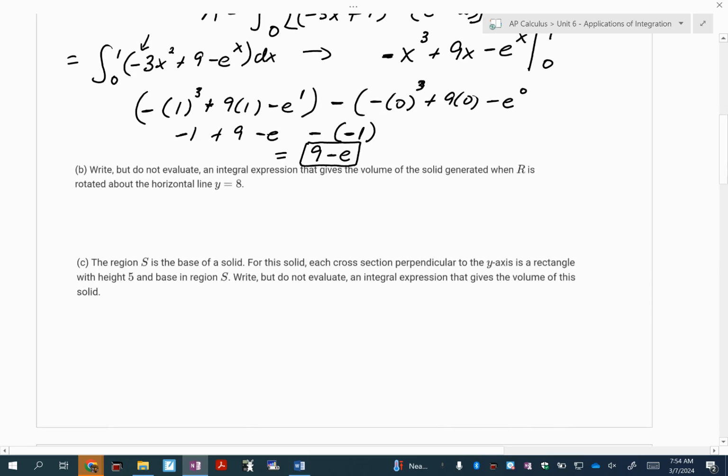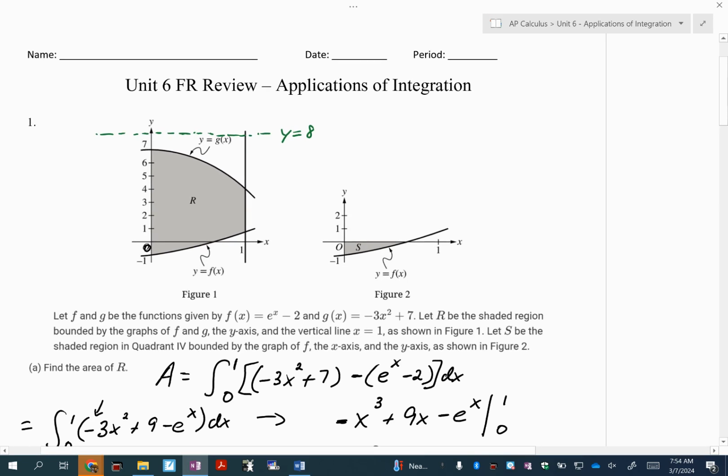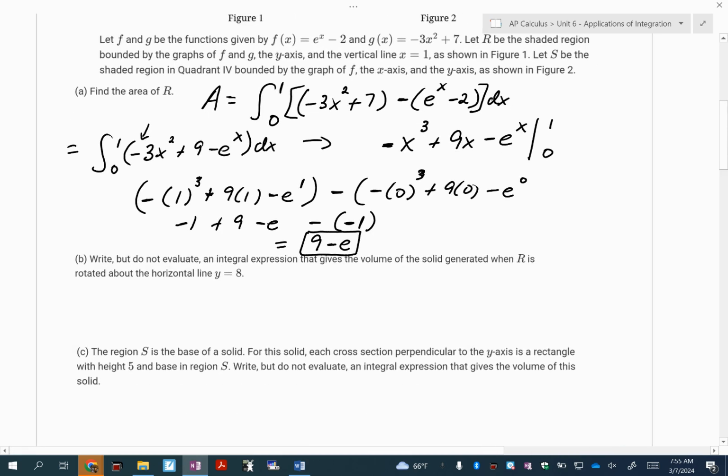Now, letter B says to write, but do not evaluate, an integral expression that gives the volume of the solid generated when R is rotated about the horizontal line y equals 8. So if I were to sketch in figure 1, right, it'd be like up here. If this right here is y equals 8, and I were to revolve this shaded region R about that axis, about that y equals 8 to get a shape, I would notice that there is a gap. So when I think of answering this question, I'm thinking of the work we've done with the washer method, and that's where I focused on calculating a capital R and a lowercase r.